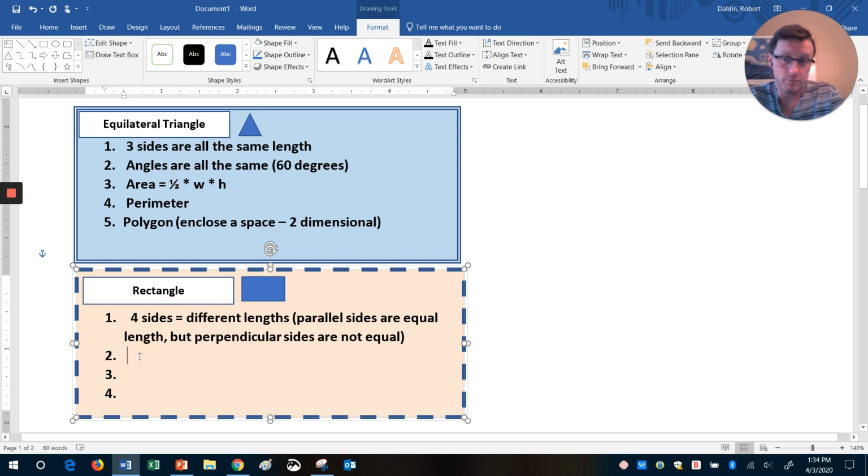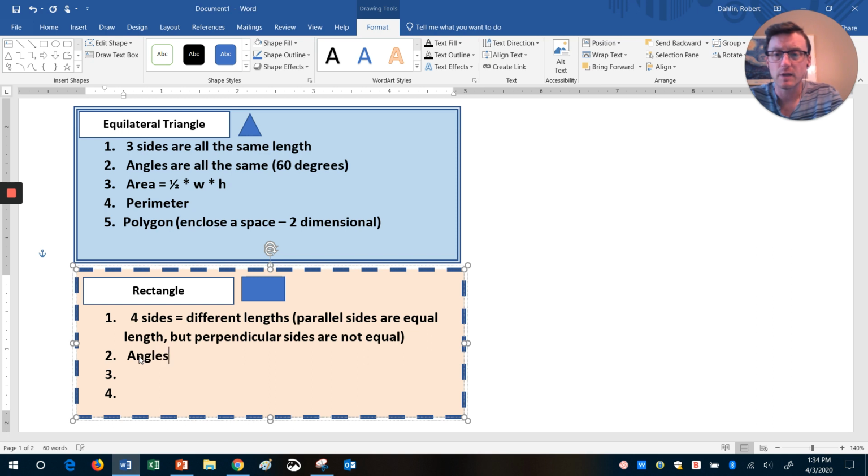Okay, a rectangle also has angles, and they are all the same angle, just like a triangle, except they're a different angle. They are 90-degree angles. Okay, you can find the area of a rectangle. It's length times width. Okay, they have a perimeter, just like a triangle does. They also are considered, I'm going to just do the polygon thing.